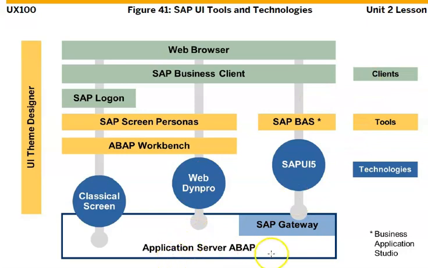We have application server ABAP, on which we have the classical screens. We first had the classical screens, then we had the web dynpros. Web dynpros are not much in use unless you are working on some kind of a support project or something. But most of the time it will always be the SAP UI5 which we are going to use in the coming future as well.